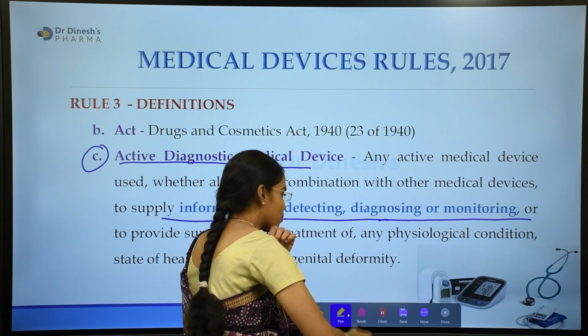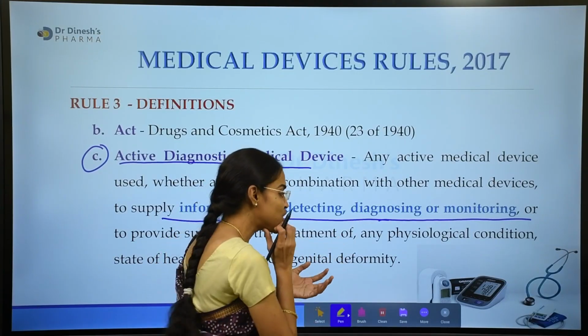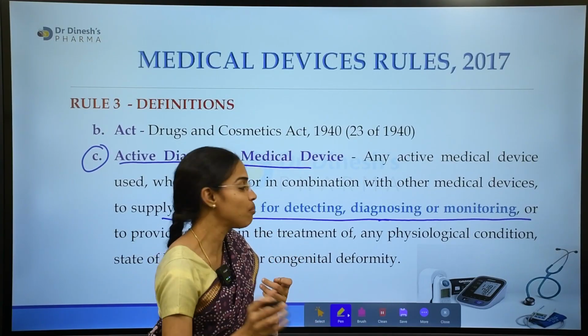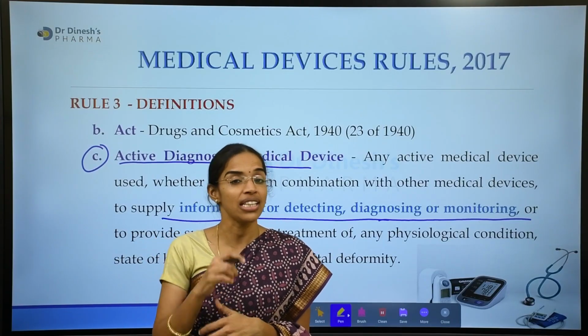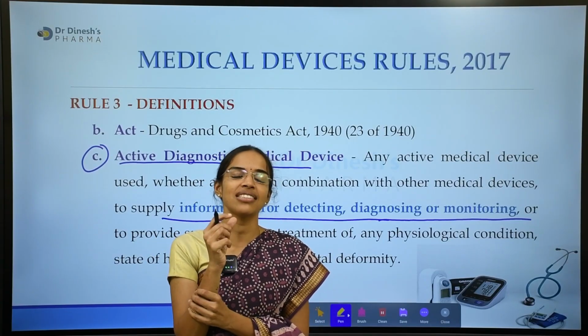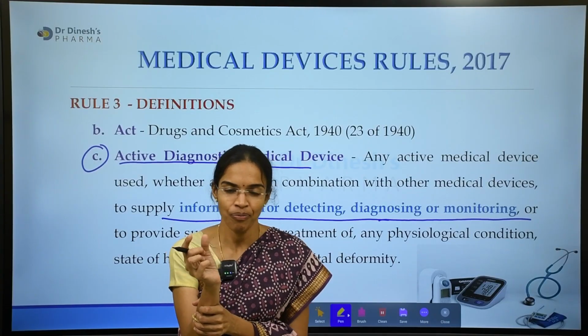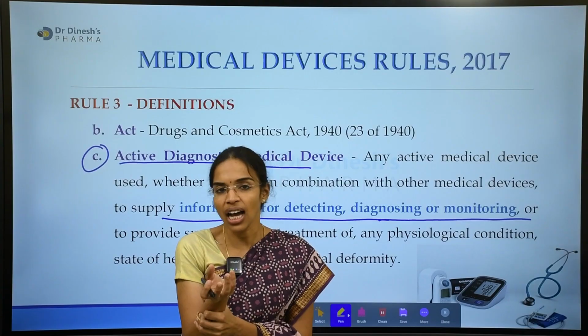Okay, so the examples of all these things: we have digital sphygmomanometers, like the digital BP checking apparatus, and also the stethoscope. Okay, the stethoscope gives us the information about the heart rate. Right, the stethoscope, what does it give? It gives the information about the heart rate, right?